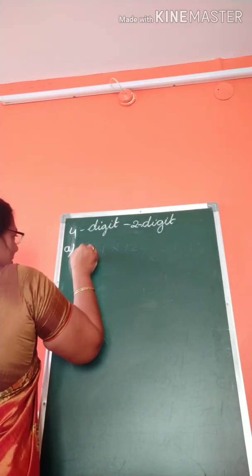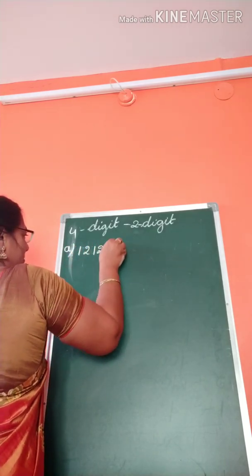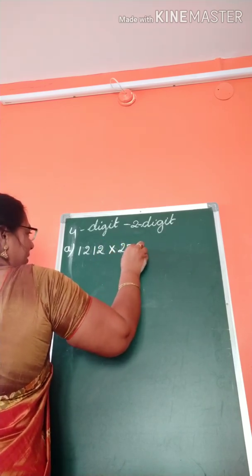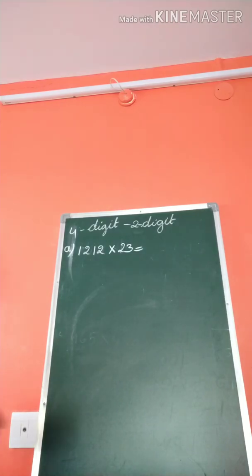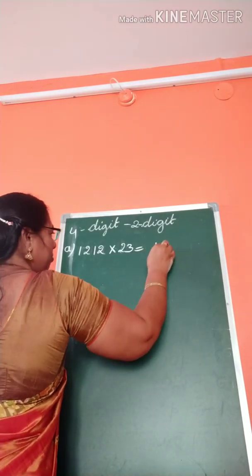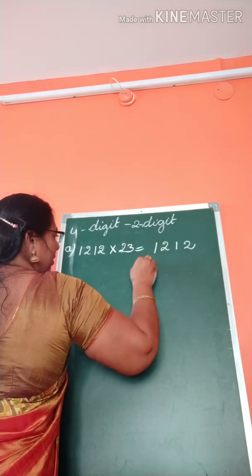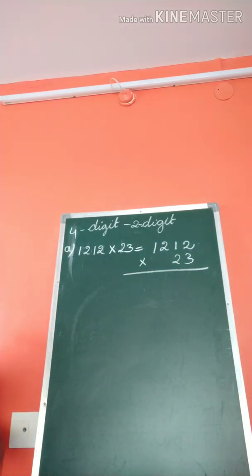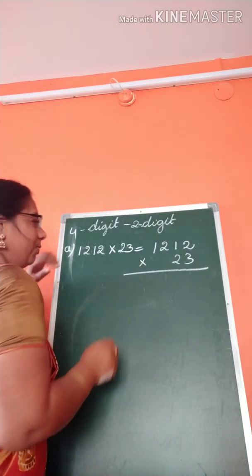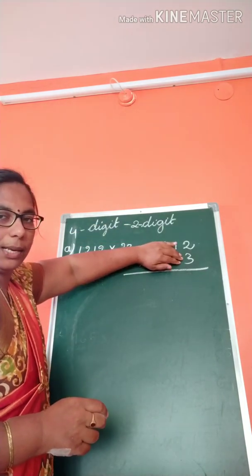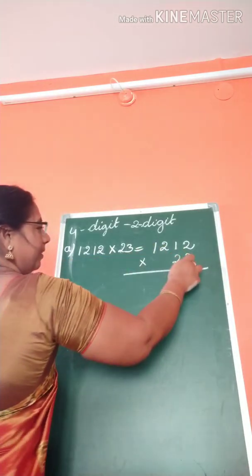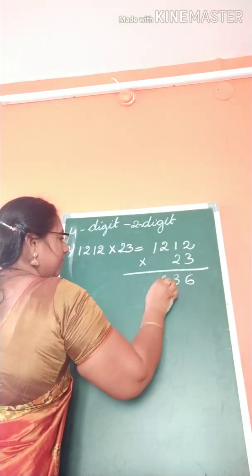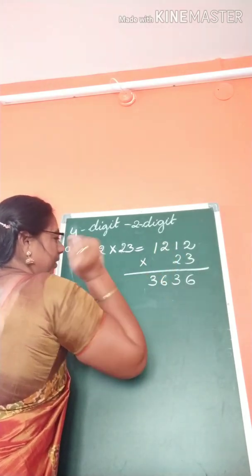4-digit, 1212 into 23. Okay, here the number is 1212 into 23. Now see what we have to do. First we have to do multiplication with the number in the ones place, that is 3. 3 2s are 6, 3 1s are 3, 3 2s are 6, 3 1s are 3.